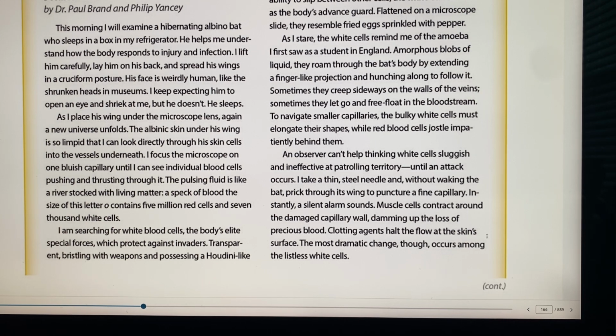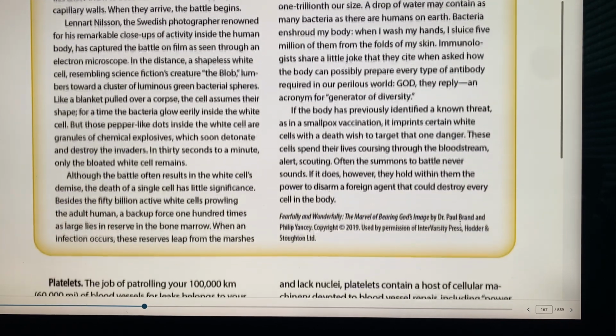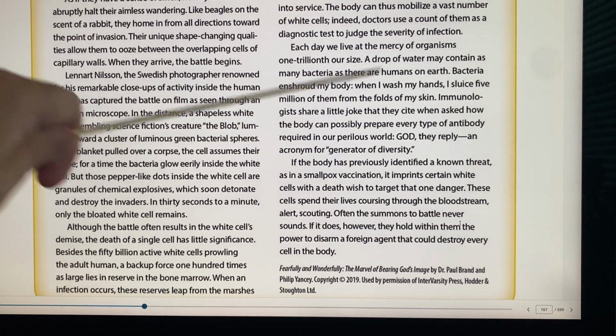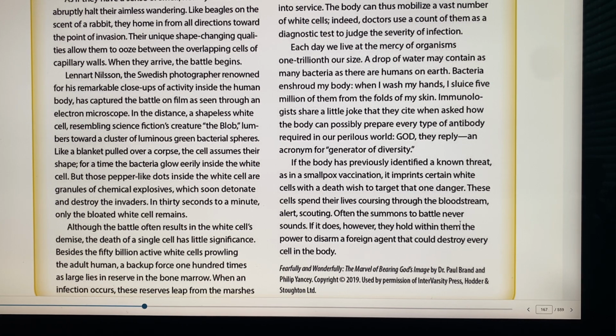And the body prepares these by those same things, the antigens and antibodies. It's almost the same as the ABO type, but I just want to say white blood cells are so important in this whole process. And you can read this whole thing, it said, each day we live at the mercy of organisms one trillionth our size. A drop of water may contain as many bacteria as are on a human Earth. And it goes on, it says how this bacteria comes in, and it says immunologists share a little joke that they cite when they ask how the body can possibly prepare every type of antibody required in our perilous world.